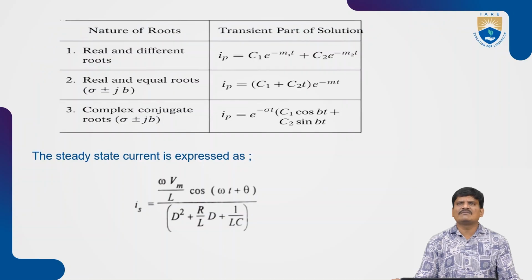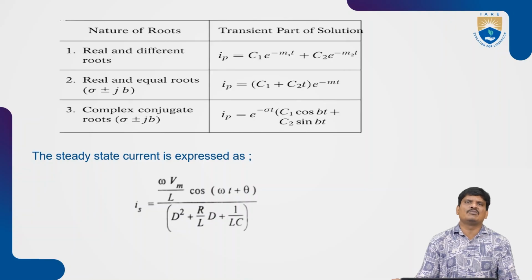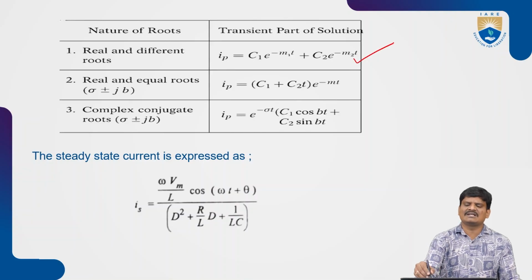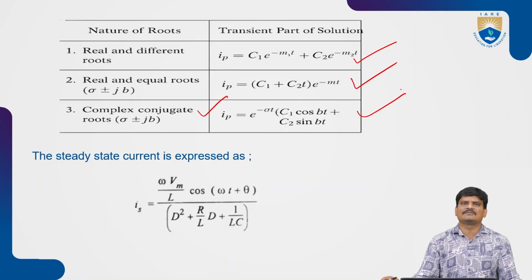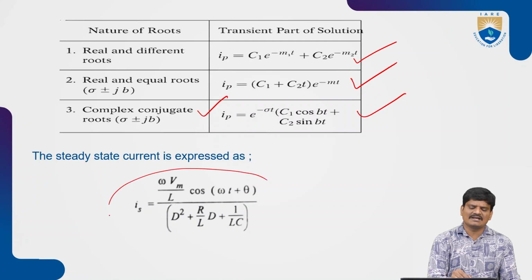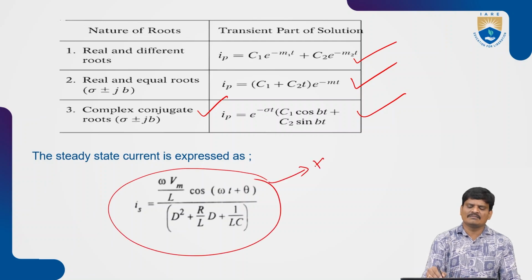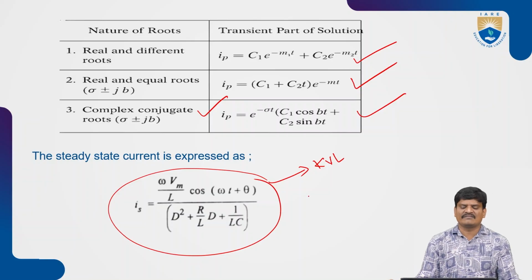Whatever roots I have got, if the roots obtained in the above characteristic equation are real and different roots, then this is the solution that can be written directly. If the roots are real and equal roots, this is the solution. If the roots are complex conjugate roots, this is the solution. Now again, I am using the expression of current from what? From KVL, which was obtained earlier, and this is the expression of the current.